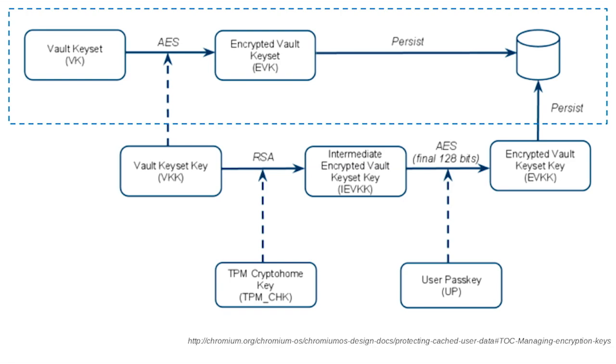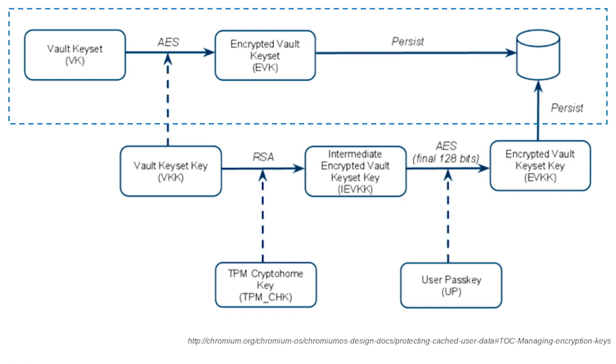So when the user logs in, they provide their password, this key is generated, we read the encrypted vault key set key file from disk, we apply this key to it, we get the value, we then send this blob to a secure chip, decrypt with it, get another key, and then we apply that key to a file on disk where the vault key set is stored, and this vault key set is then applied to the user home directory. So that's a rough idea how encrypting user data here works.